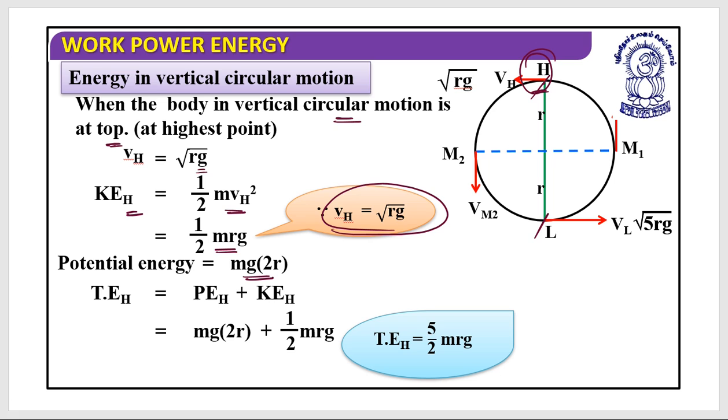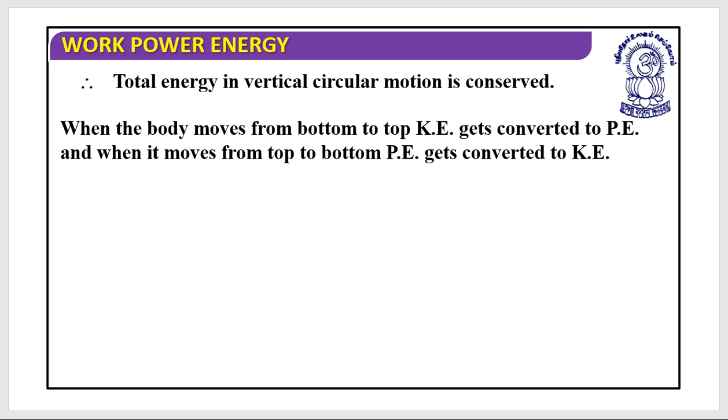So total energy would be equal to potential energy plus kinetic energy. This would be mg 2r plus half mgr, that would be 5 by 2 mgr. Yes, so total energy at the least position is equal to total energy at the highest position, which means total energy in vertical circular motion is conserved.